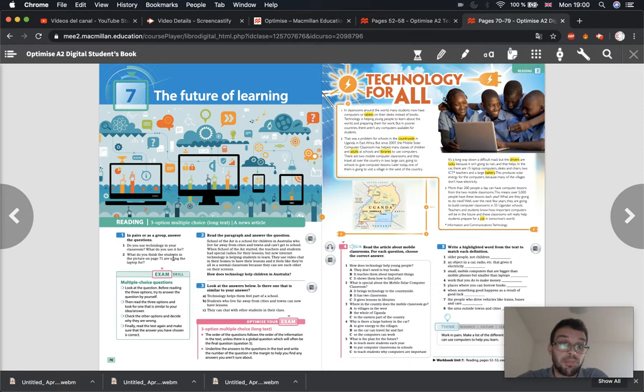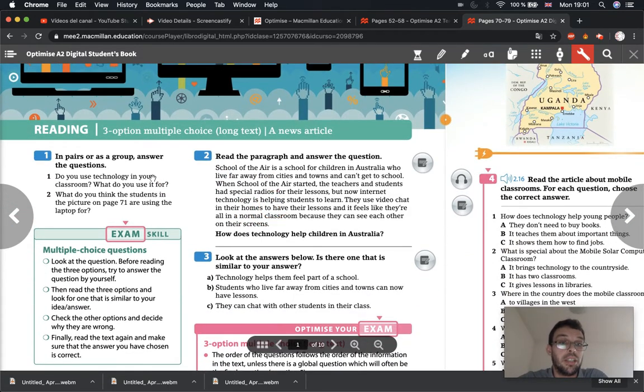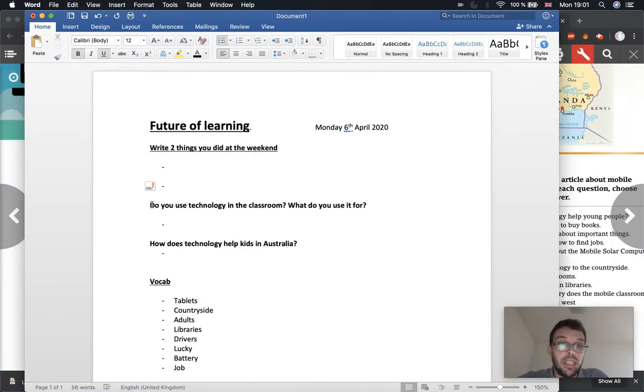So, first thing, let's have a look. Now, we've got a reading exercise today. Okay, we'll get to that soon. First, a couple of questions. And this first one, you can write the answer in your notebook, okay? So it's, do you use technology in your classroom, and what do you use it for? Okay, so I've put that question here in the notebook. Do you use technology in the classroom? What do you use it for? Okay, so you can just write a couple of short phrases to say how you use technology in the classroom.